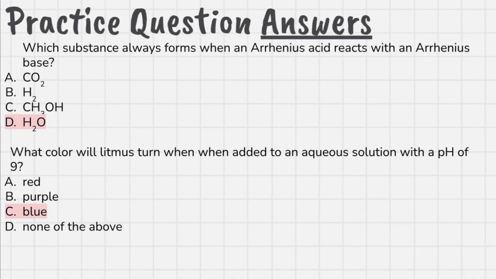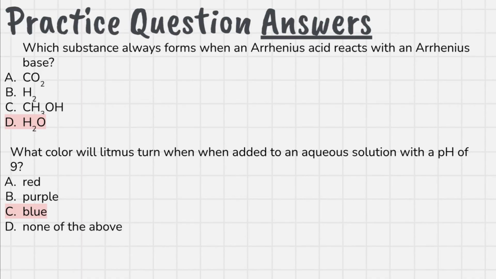Which substance always forms when an Arrhenius acid reacts with an Arrhenius base? The answer is D, H2O. H2O will form because an acid plus a base yields a salt and water. None of the other options are a salt because they are not ionic substances, which means that H2O is the only reasonable answer.